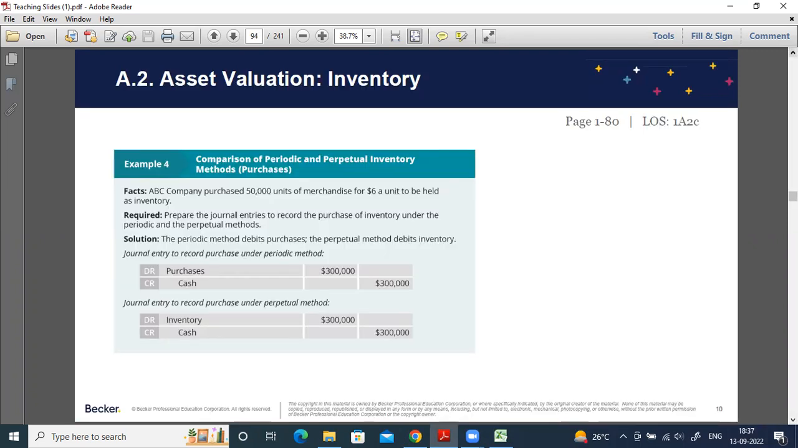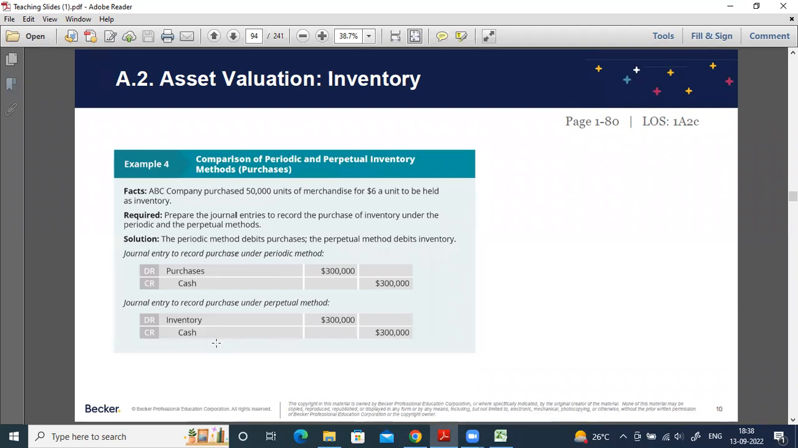Then the journal entry to record the purchase under the perpetual method. Here the entry will differ, because every time you will be updating the inventory. Try to understand the logic here. If it is a periodic method, you purchase the raw material, so that's why you showed purchases to cash. But if it is a perpetual method, as I mentioned, whenever there is a purchase or sale, there will be an update to the inventory. So that's why we showed inventory to cash.